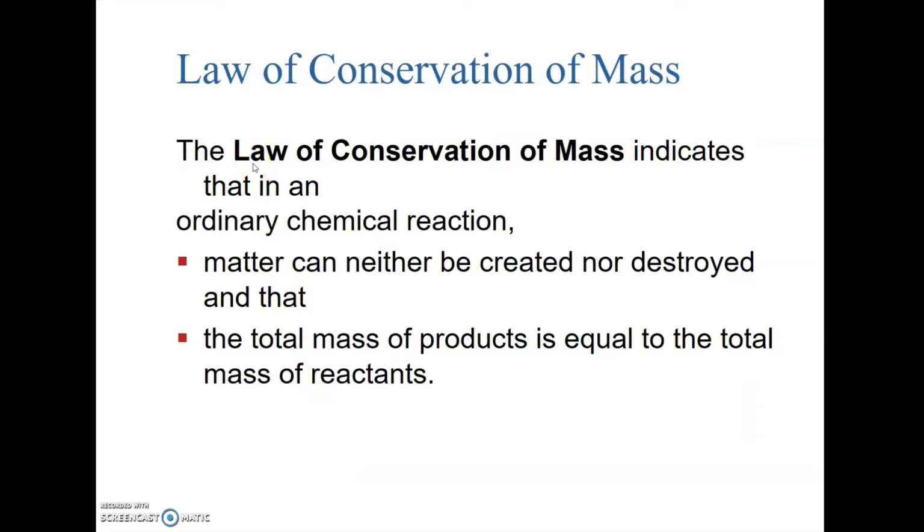What is the law of conservation of mass and how is it applied to a chemical reaction? According to the law of conservation of mass, in an ordinary chemical reaction, matter can neither be created nor destroyed. It means that the mass of product is equal to the total mass of the reactants in a chemical reaction.